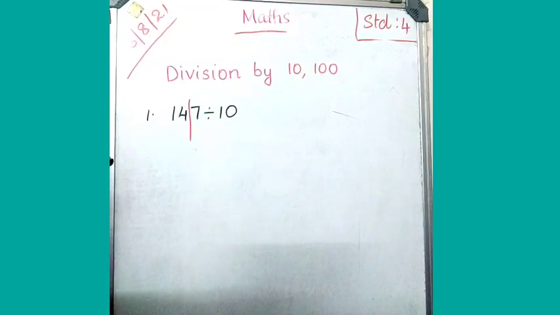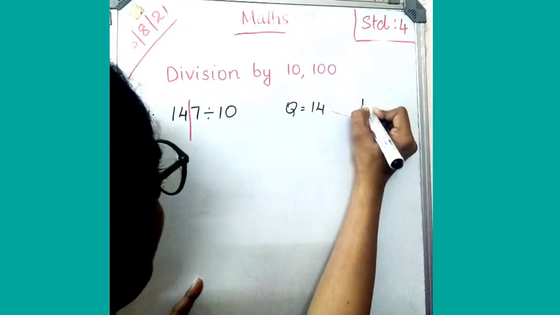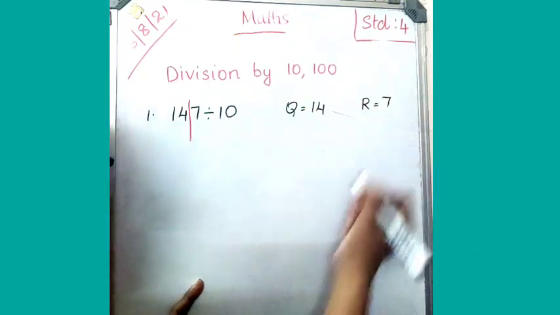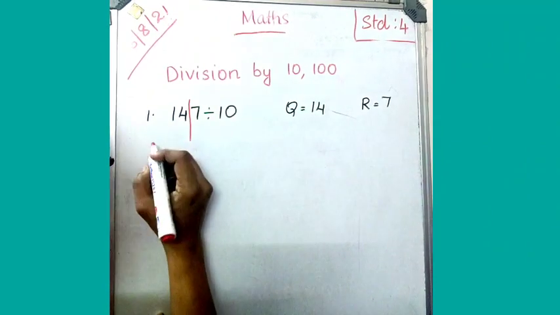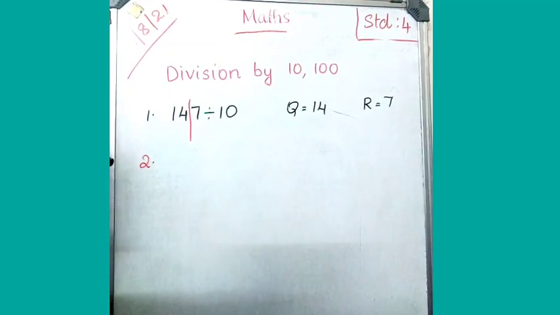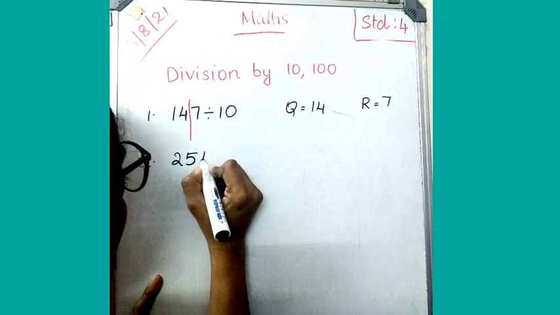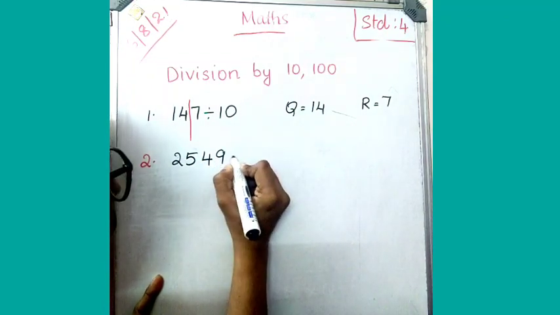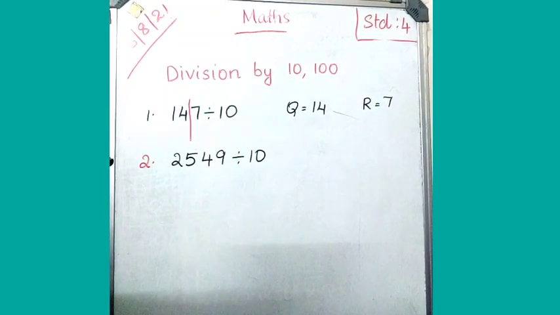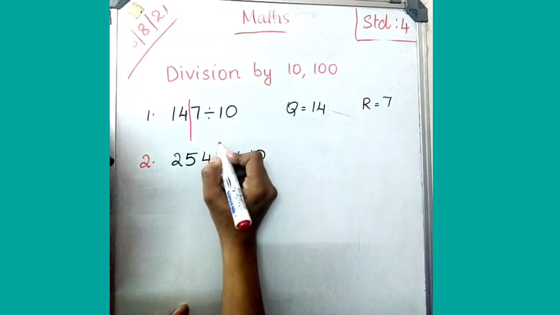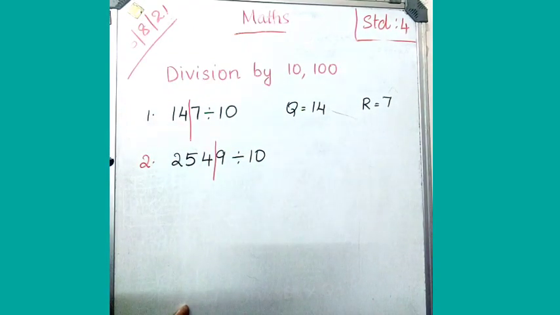So what will be the answer? Quotient equal to 14 and a remainder equal to 7. All of you look here, listen here. Then the second question, 2549 divided by 10. What will be the answer? Here also the divisor is 10, so only one digit in the ones place is taken as the remainder.